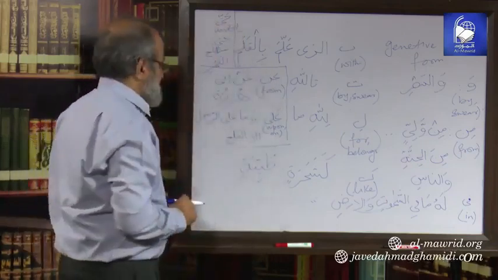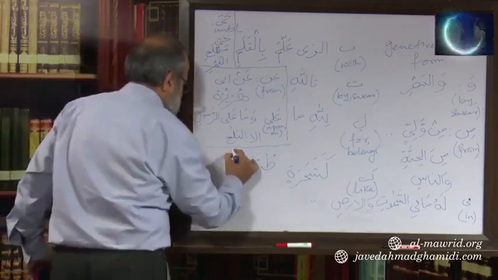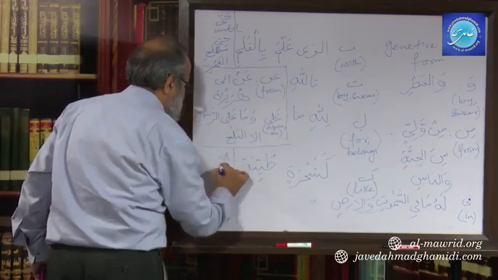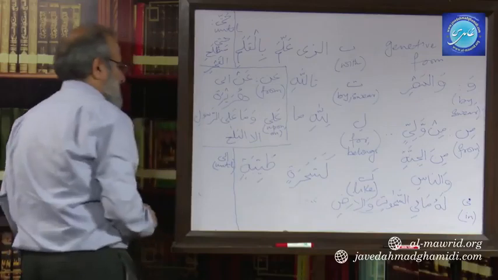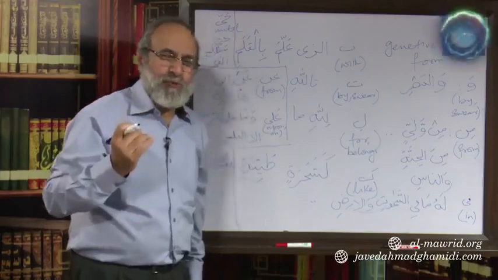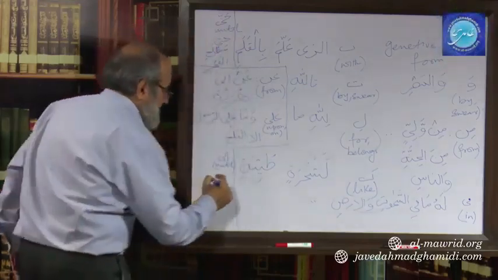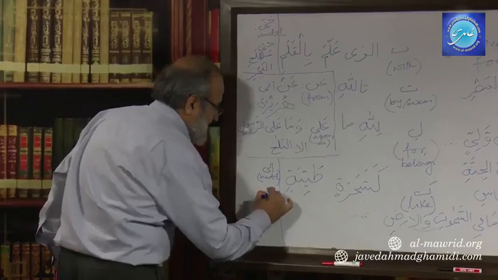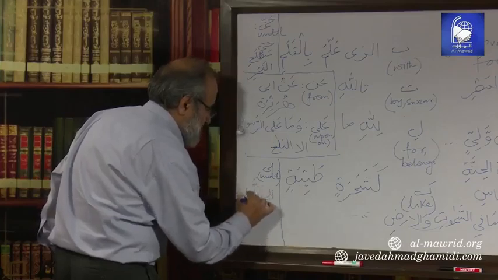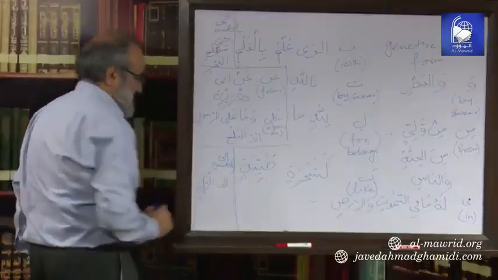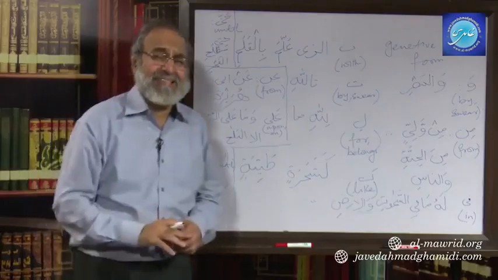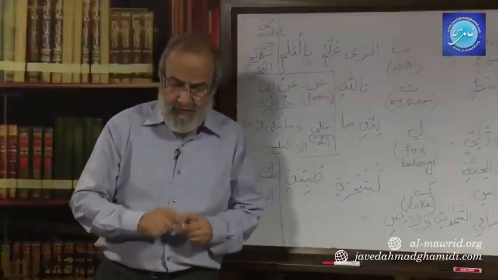And last but not the least is ila. Ila means until. The Quran says, thumma atimmus siyam, then you complete the fast ila al-layl, until the night. So the noun al-layl is again in the genitive form. It's in the jar Arabi form.